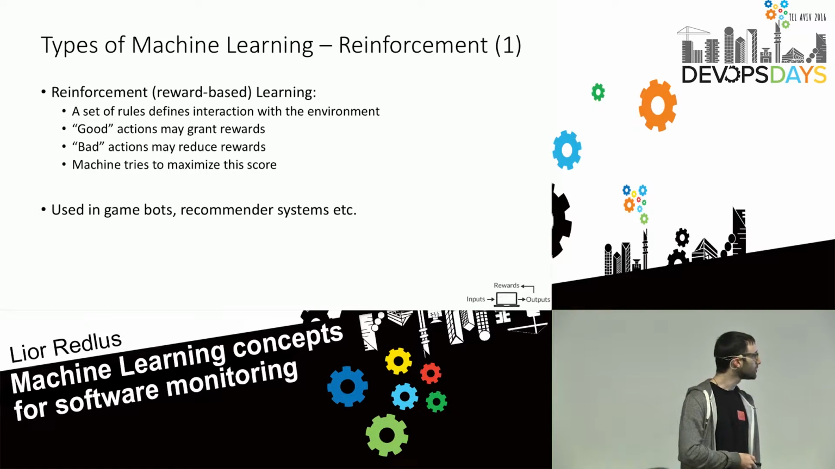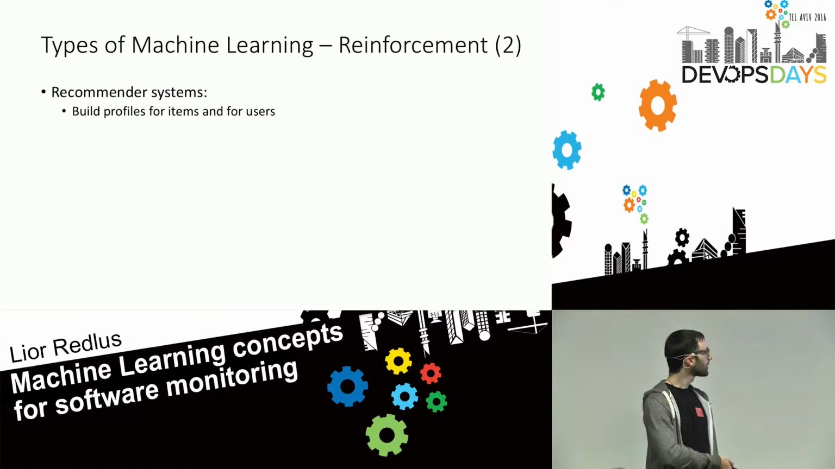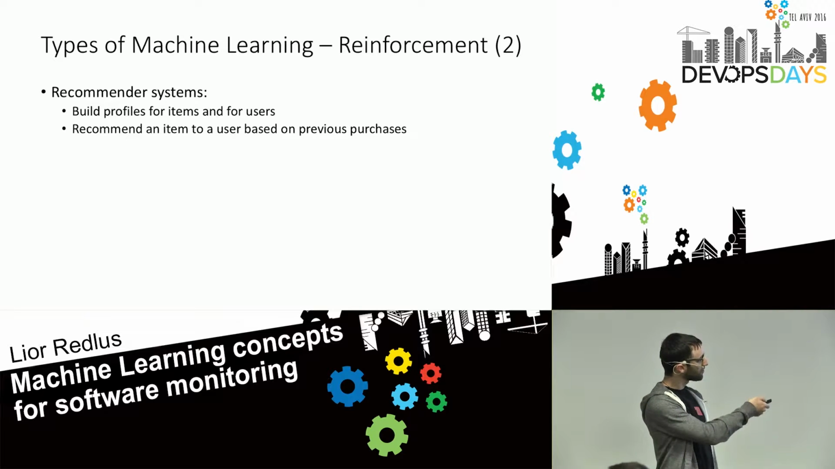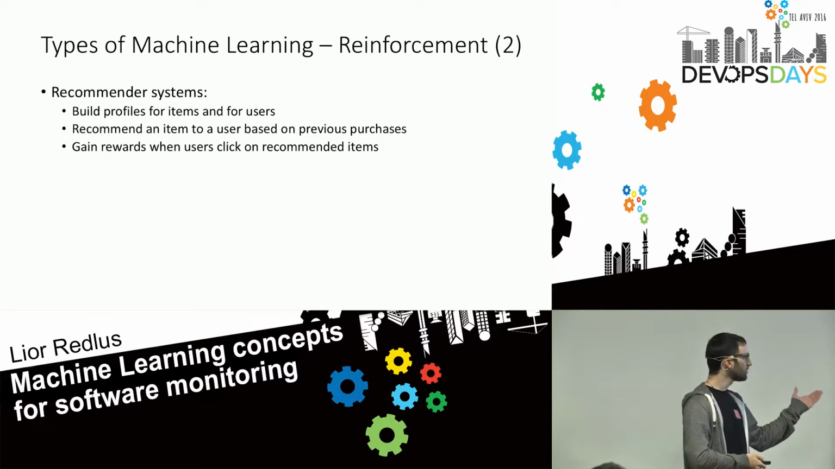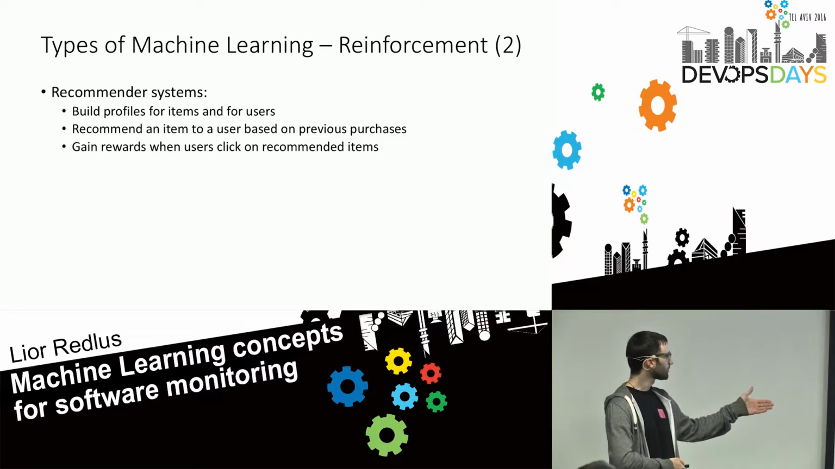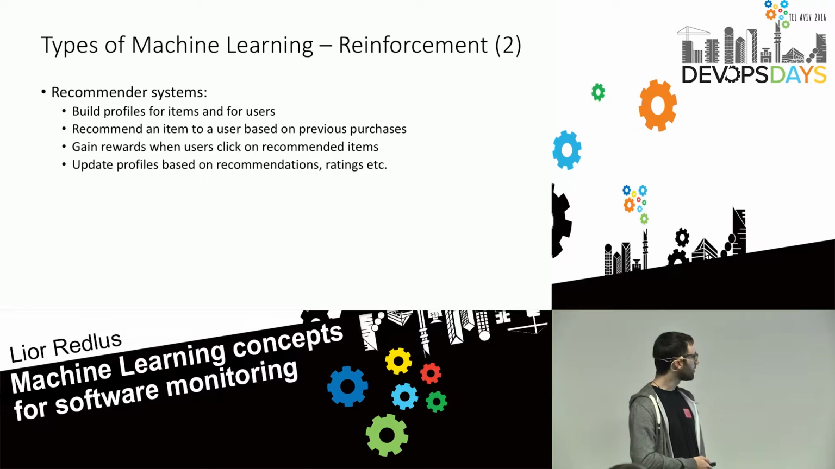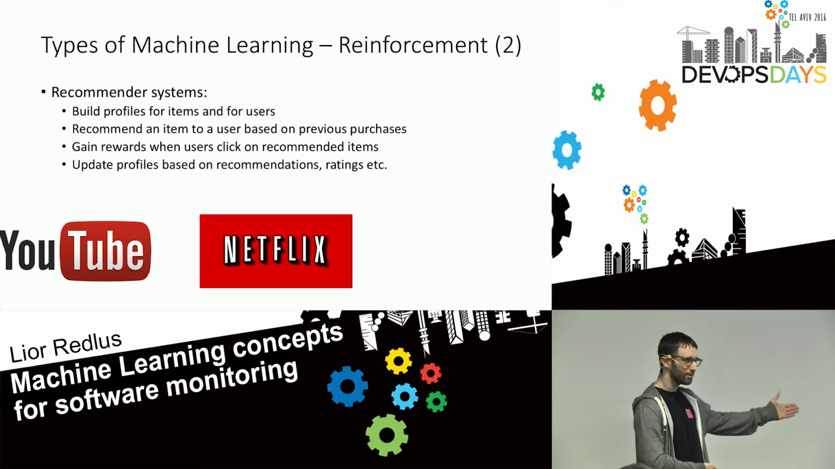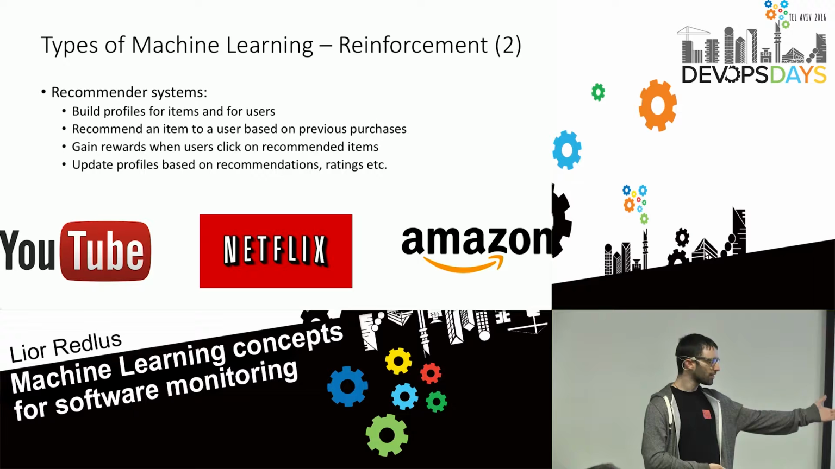Specifically, if we go for a recommender system, we can build profiles for items and users. We then can recommend an item to a user based on his previous preferences. And we gain rewards when users click on these recommended items. Accordingly, we can update the model all the time in order to have all the correlations of new data and new users. The most renowned recommender systems are implemented in YouTube, Netflix, and Amazon, where you get suggestions of what the next movie you will see, what the next show you should watch, or what book you should buy.